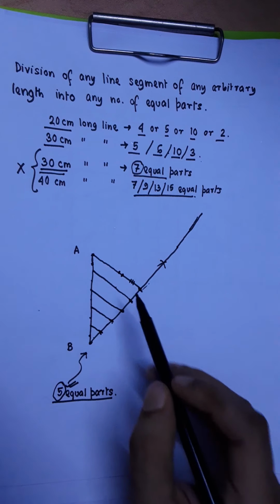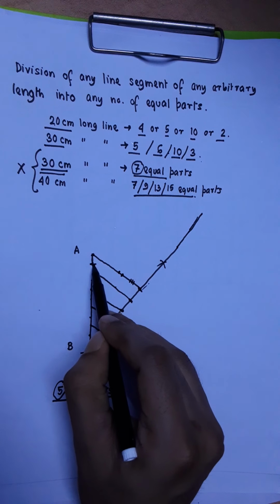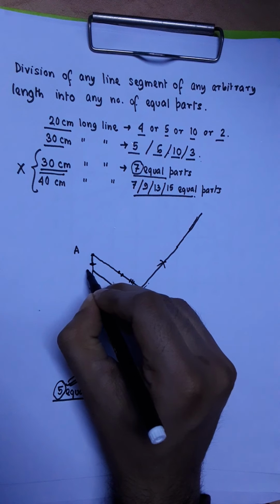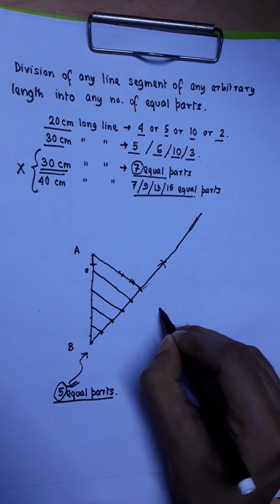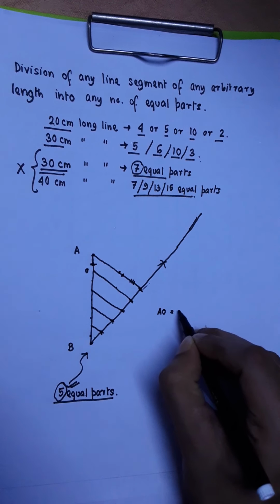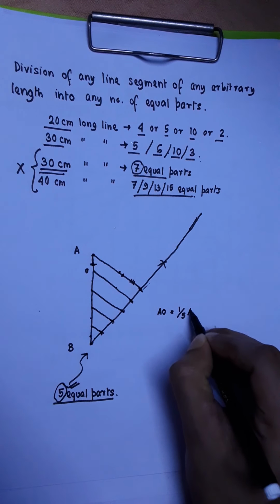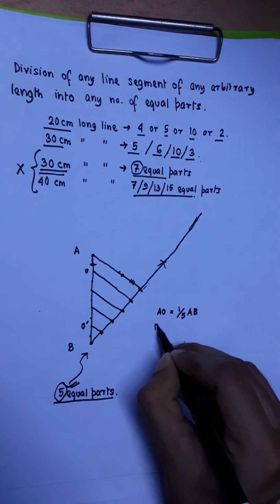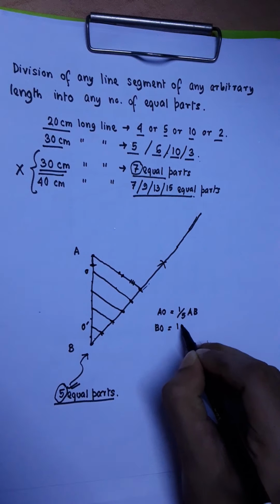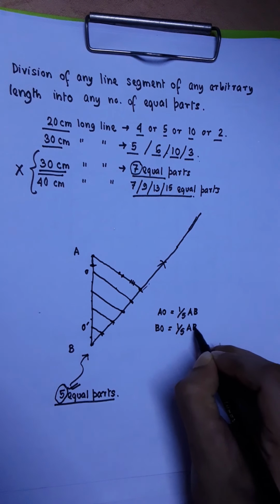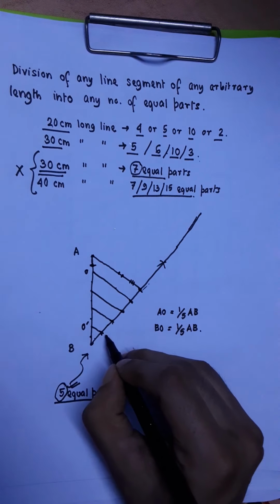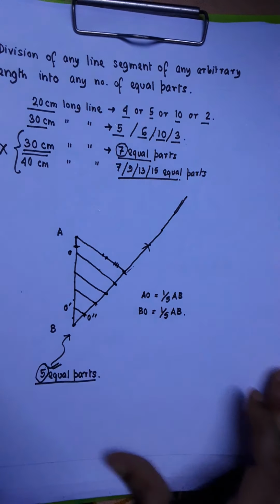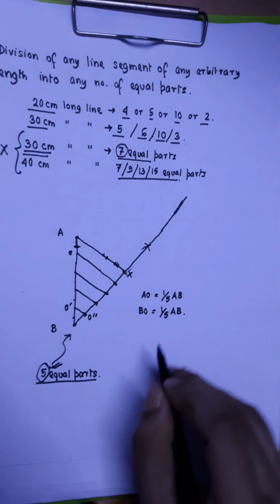So mathematically you have to show that this length is 1/5 of the total length AB. So let us call this point as O. You have to show that AO is equals to 1/5 of AB. This point if you call as O dashed, you have to show that BO is 1/5 of AB. So how can you show that? So for that you call this point as O double dashed. Now you see, and this point you call as X.